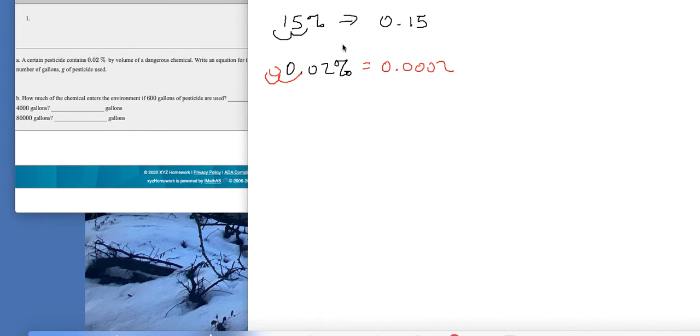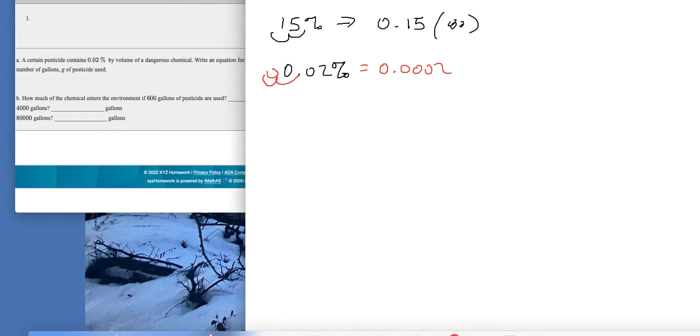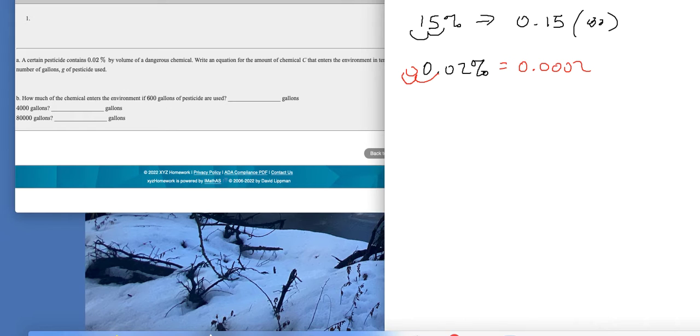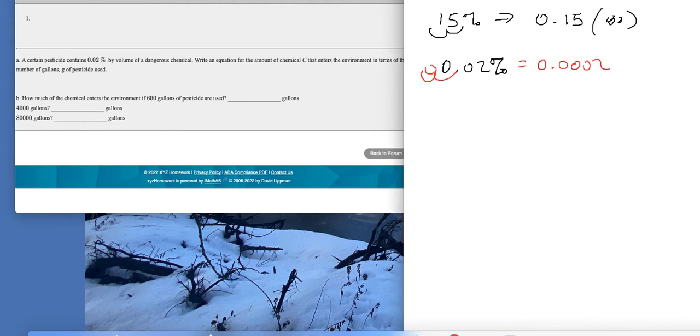So remember, to take a percent of a value, if I want 15% of $80, I would just multiply that decimal by $80, right? So if I want 0.02% of, what was it? We're finding the chemical in terms of gallons.